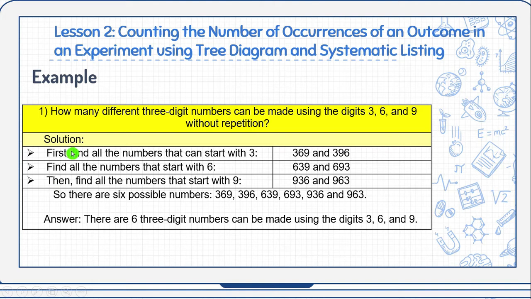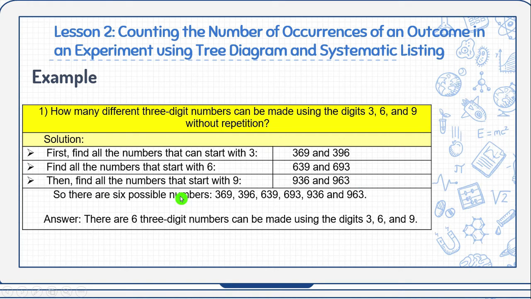Solution, first, find all the numbers that can start with 3. Diba? May tatlong digit. Ilang different 3-digit numbers kaya ang magagawa natin using these digits 3, 6, and 9. So first, find all the numbers that can start with 3. So, pwedeng 369 or 396. Then second, find all the numbers that start with 6. Pwedeng 639, 693. Then find all the numbers that start with 9. So, pwedeng 936, 963. Okay, so there are 6 possible numbers.